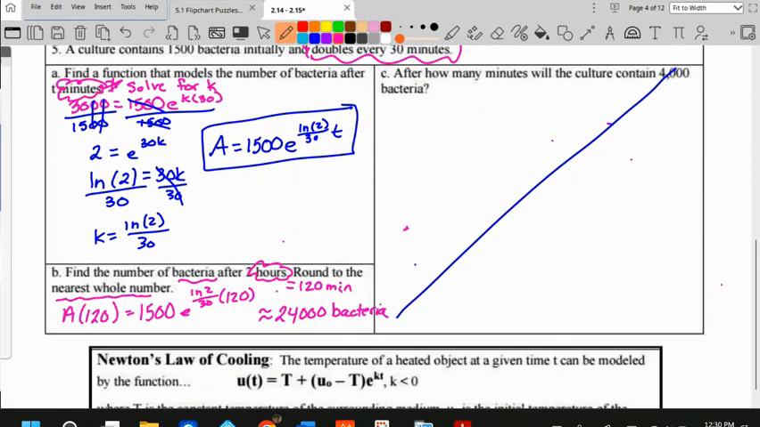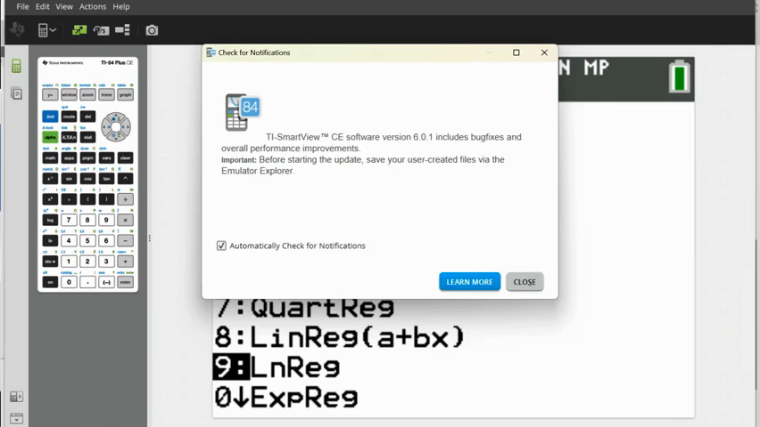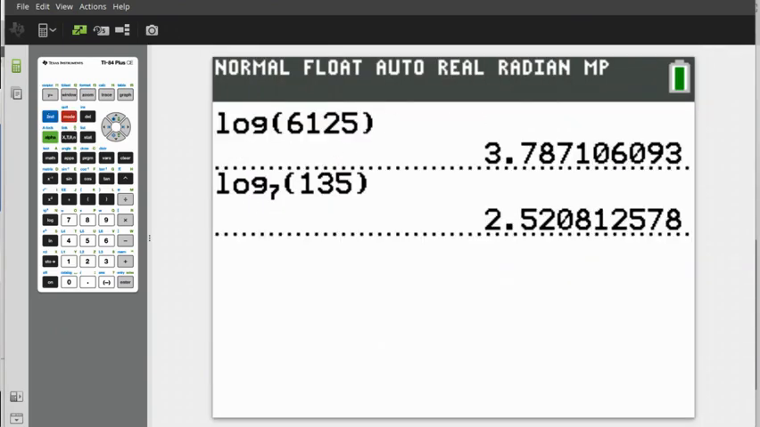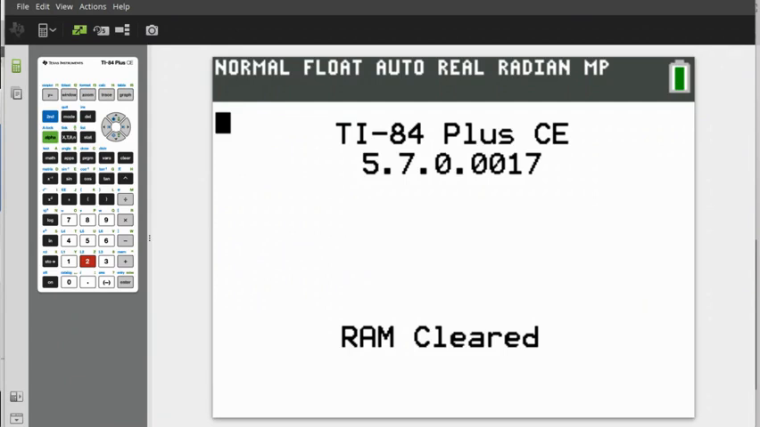Are y'all on Desmos calculators having problems or TI? Which one do you want to see? I think it's TI. Okay, let's pull it up on the TI real quickly. It's just taking a minute to pull up my calculator. We'll run through it. Okay, I always reset my calculator before I get started.